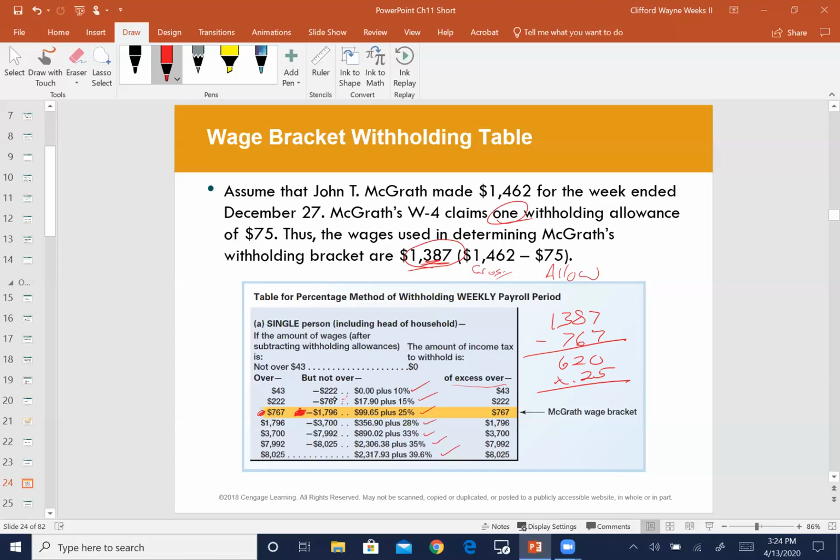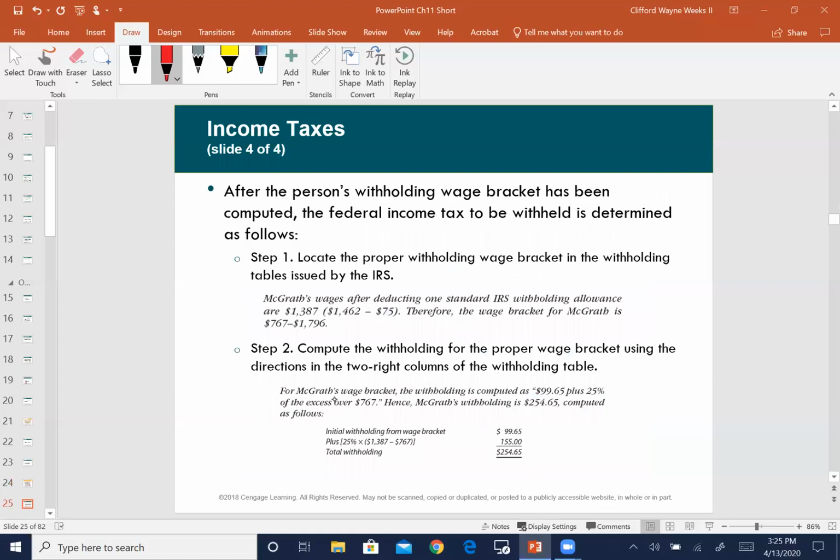And we come up with 155. We're going to add to it then that 99.65. So we're going to have a total tax withheld of $254.65. Right? So that's the tax that the employer is going to withhold from John T's payroll. And oh yeah, here it is. So we already did all those calculations.